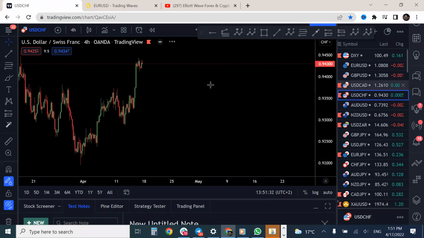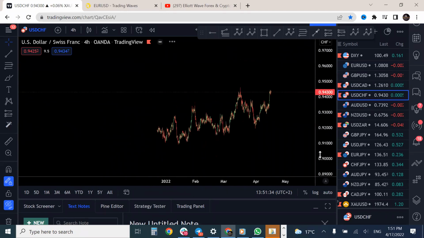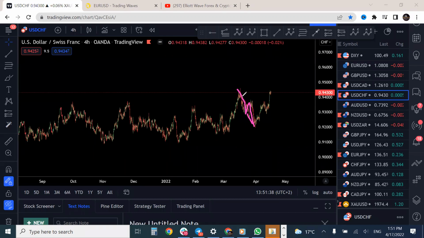US dollar CHF as well. Nothing new here. If you look at the 4 hour, we have been looking for this one to continue pushing to the upside after it made this 3-wave pullback, breaks out of this structure, makes a continuation pattern, and gave so many opportunities to enter here. We're looking for this one to continue pushing to the upside.